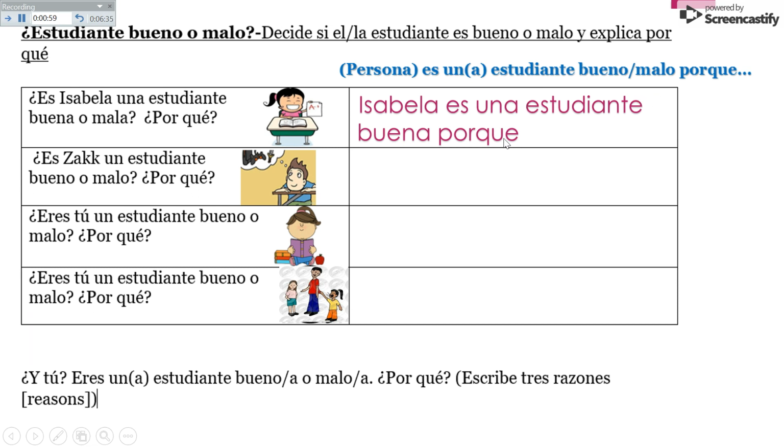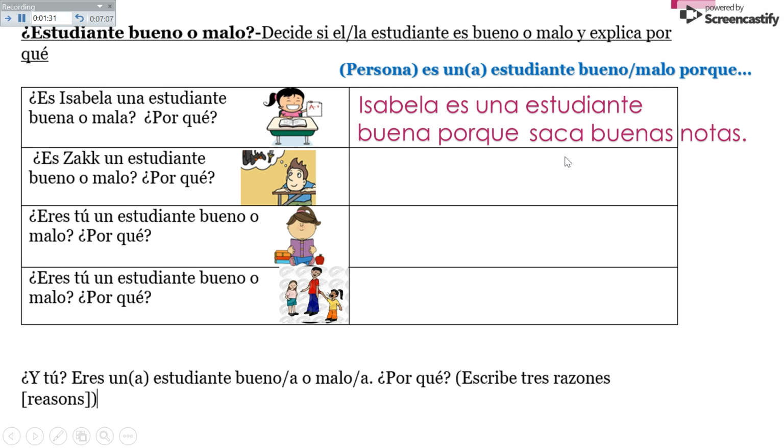Now, we want to say that she gets good grades. If you look at your vocab list, the word for get good grades is sacar notas buenas. Well, we're going to slightly alter that to say saca buenas notas because she's actually exhibiting that behavior. It's not something that she needs to do or should do, it's something she's already doing. So we took off that letter R at the end of the word and put saca buenas notas.